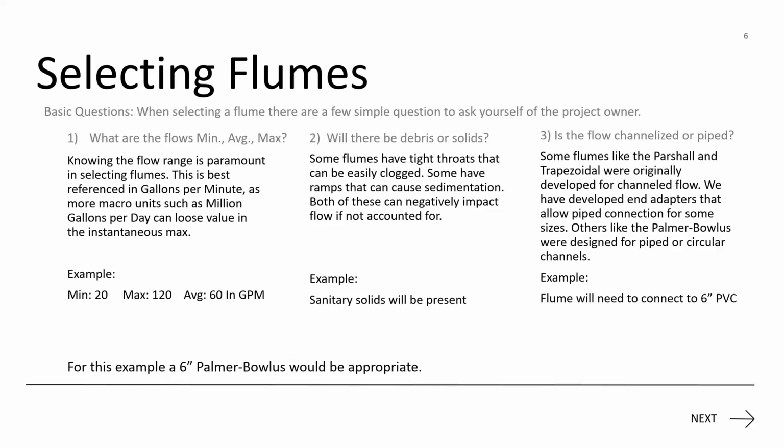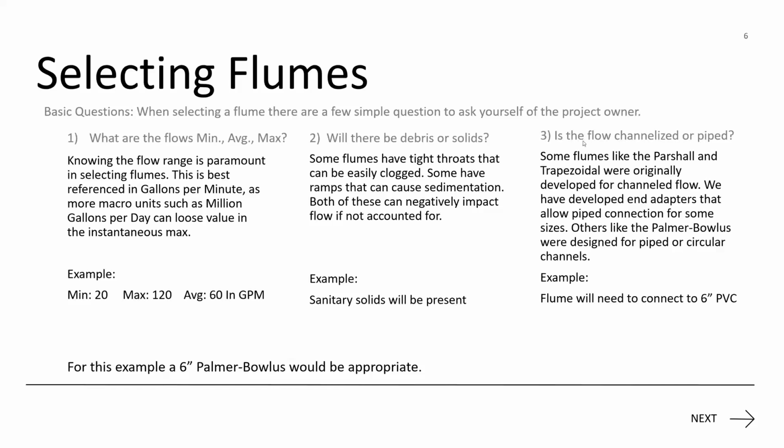The next thing is, is there going to be debris or solids? Some flumes, like small partials, 1 and 2 inch H flumes, and some trapezoidal flumes, 60-degree at low flows, can get clogged really easily because that is such a tight throat. Some have ramps that can cause sedimentation, like an RBC flume or a Palmer Bowlus. So it's important to know whether or not you're going to be able to pass your effluent through the throat. So in this example, we're going to have some sanitary solids, rags, and other things in the flow.